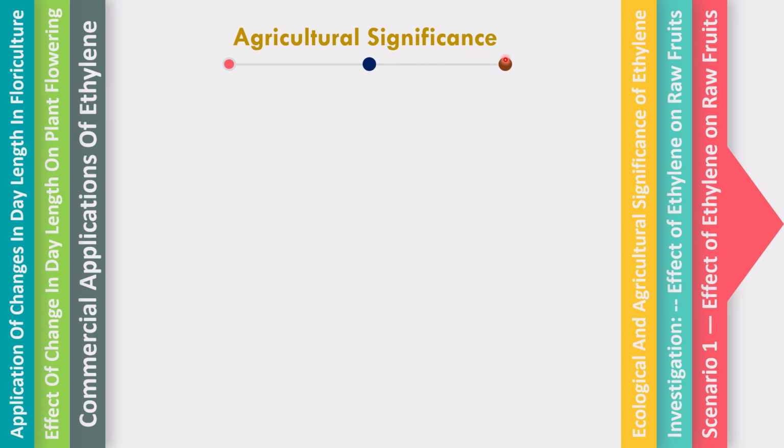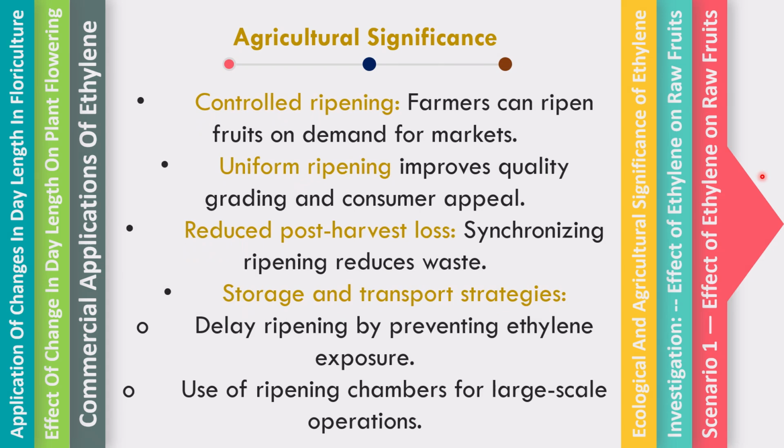Agricultural significance of ethylene. Controlled ripening: farmers can ripen fruits on demand for markets. Uniform ripening improves quality, grading, and consumer appeal. Reduced post-harvest loss. Synchronizing ripening reduces waste.